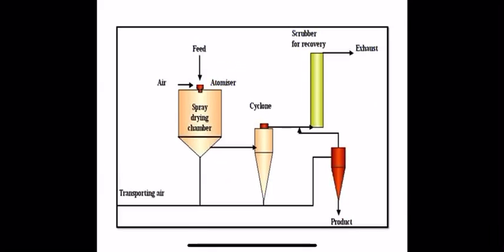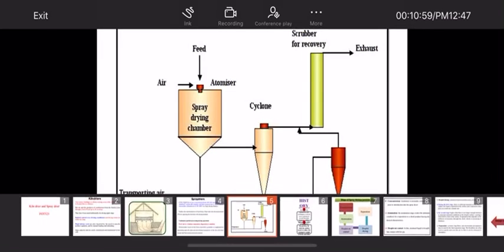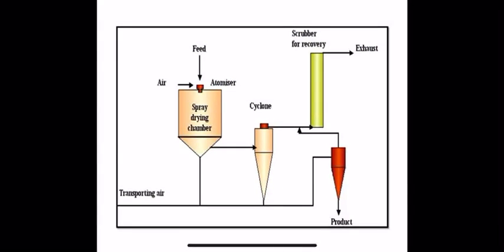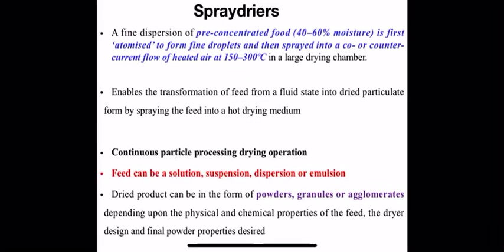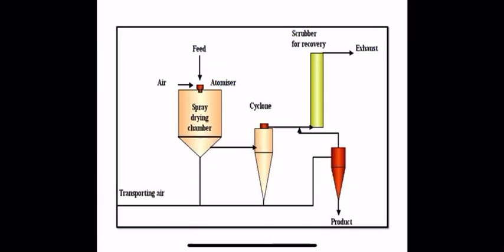Co-current or counter-current: if it is co-current, then the feed is thrown from the top of the spray drying chamber, as shown by the arrow on top, as well as the air. The direction of feed and air both moves from the top to the bottom of the drying chamber, so the direction of feed and air is the same. But if it is counter-current, then the air flows from the bottom side and the feed is moved from the top side.